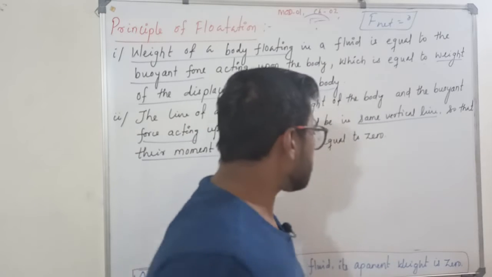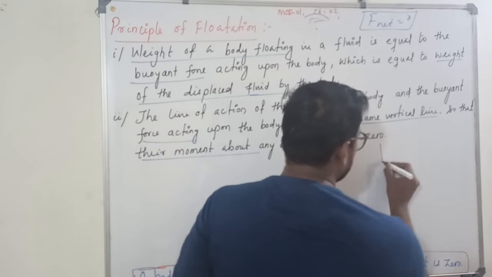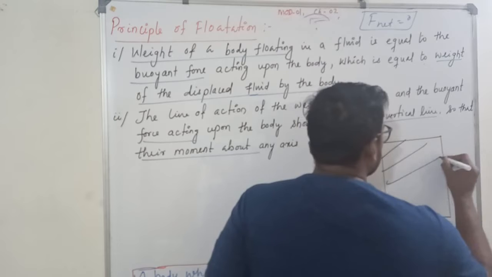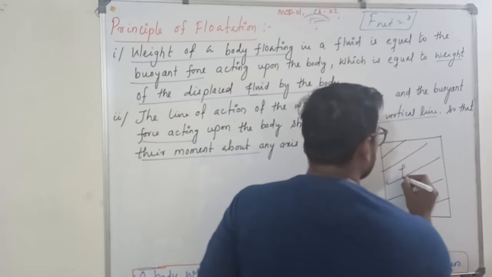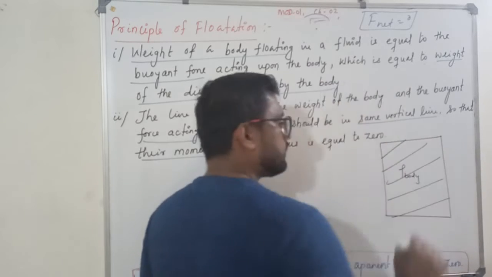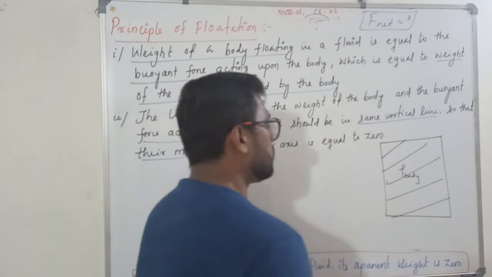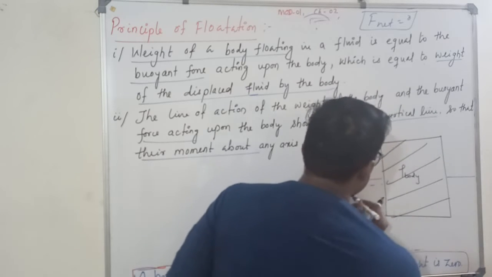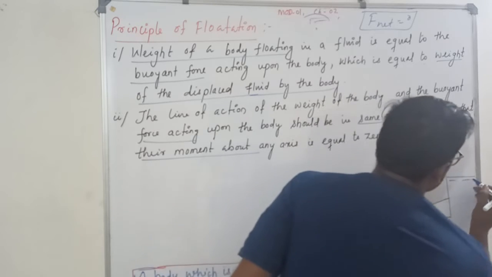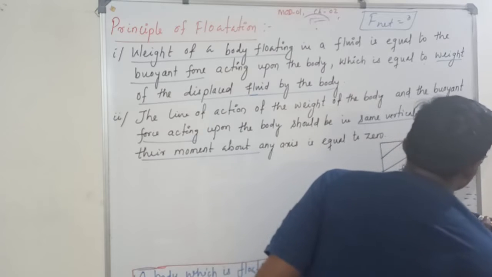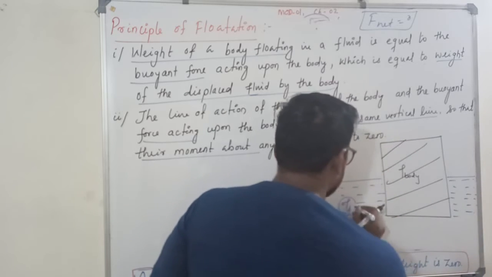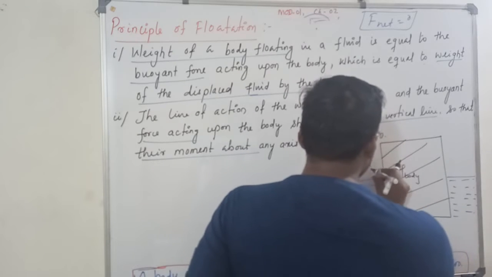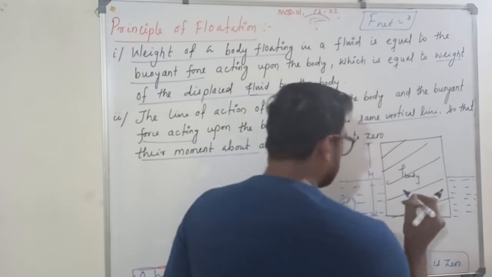So now let us consider a body. So this is the body. Let us say this is my body, and the density of this is rho body. Good. Now this is floating in the liquid, and the density of the fluid is rho F. And the total height of this body is capital H.